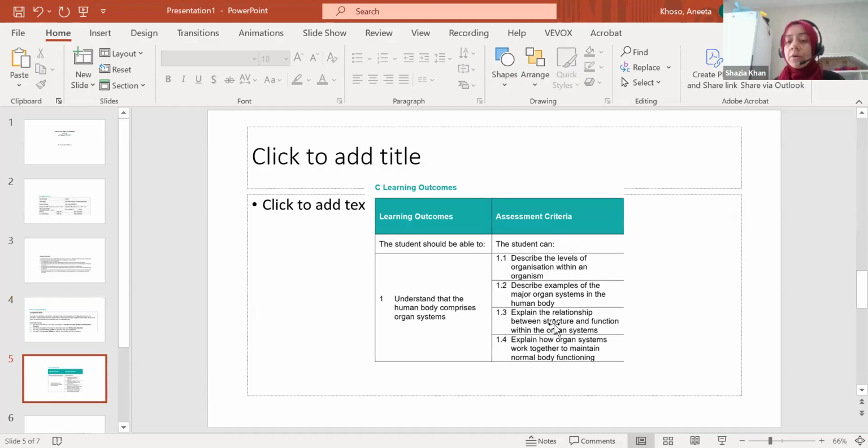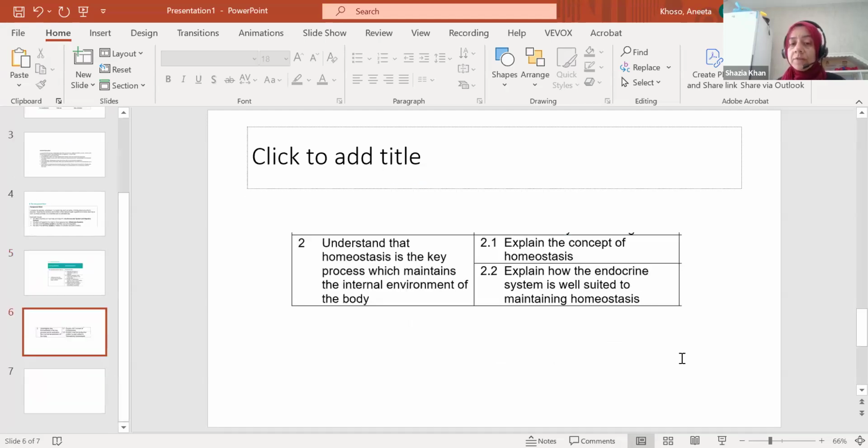Now, what we are assessing from you is to understand that the human body comprises organ systems. This is what we are looking for. All of these learning outcomes: we describe the levels of organization within an organism. We described examples of the major organ systems in the human body. We explained the relationship between structures and functions within the organ system. And we explained how organ systems work together to maintain normal body functioning.